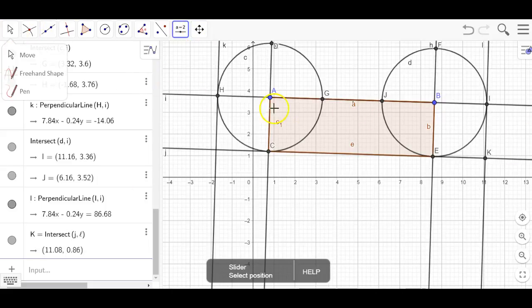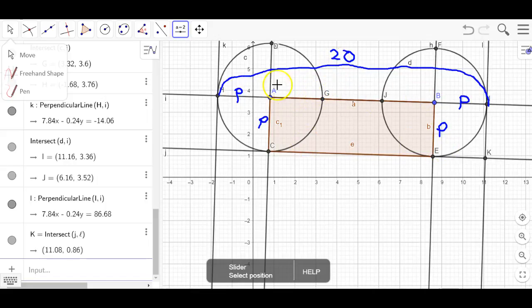So here we go. What they're saying is this length right here is P, and this length right here is P, right? And then this entire thing is 20. Because these are squares, this is also P, right? So the rectangle's area is P by, what's this length? Well, this is 20, take away 2P, right? 20 minus 2P.